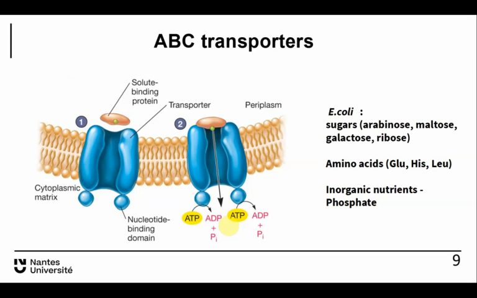Okay, right, so phosphate, amino acids, and some sugars like maltose, galactose, ribose in E. coli.